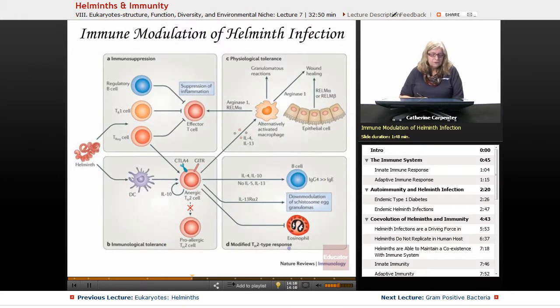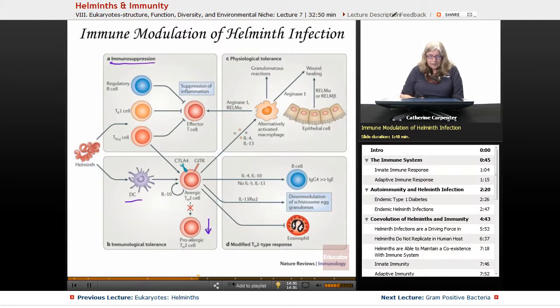So here's some other examples. This immune suppression function that happens with these helminth infections occurs in the regulatory B cells, the T1 cells, the T regulatory cells, and these are the cells that function in general in immunity to suppress inflammation. There can be an increase in immune tolerance where we have these dendritic cells, and they induce T helper cells, and they actually suppress these pro-allergic Th2 cells.